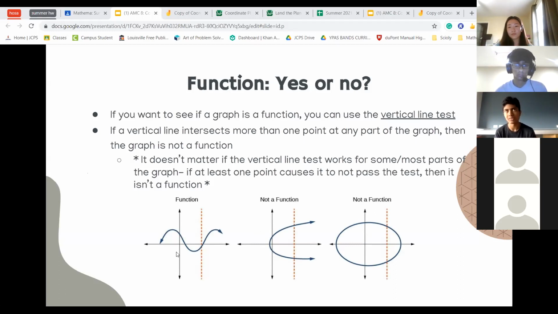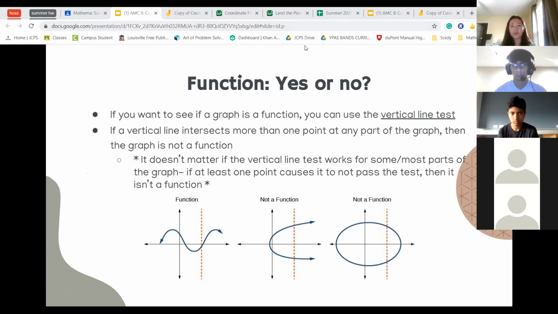Well, some parabolas are not functions. Some parabolas are. You can see the first one, which is the squiggly line, is a function because no matter where you move the vertical line, it's only intersecting one point. But with the second and third one, when you move it, some or all parts of the graph intersect at 2 points instead of 1. So that tells us that it's not a function.